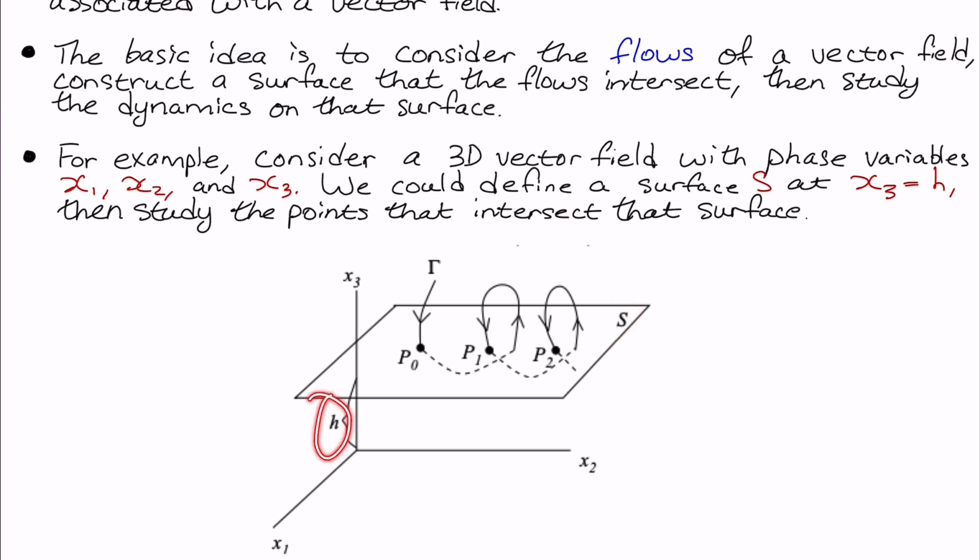It's at some height h, and what we're looking for is how the flow intersects that surface. And the key thing here is that we only want to consider points from the flow that intersect in a particular direction. So you can see that here we consider P0 when Gamma is moving down, and then it comes up through and intersects the surface a second time. However, we skip that point because we're only considering when x3 dot, the velocity, is negative, and so forth for P2.